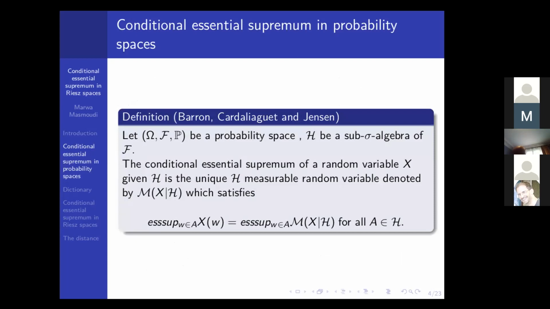So Barron, Cardaliaguet, and Jonsson have defined the conditional essential supremum in a probability space (Omega, F, P) given a sub-sigma algebra H as the unique H-measurable random variable, denoted by M(X given H), satisfying the sup on A of X is equal to the sup on A of M(X given H) almost surely.